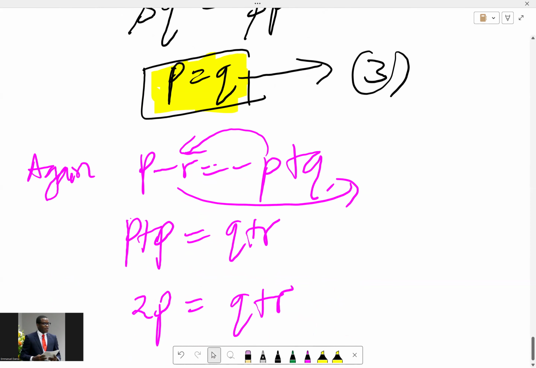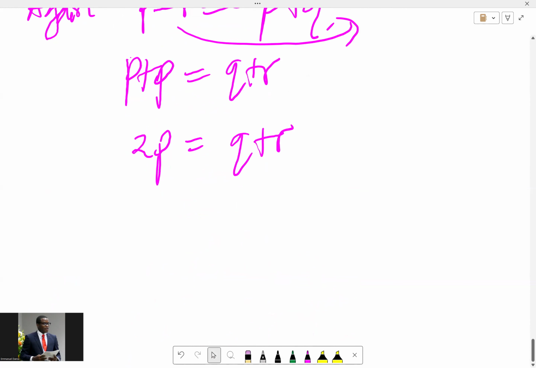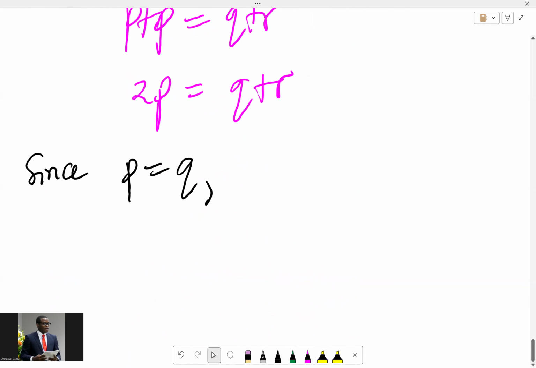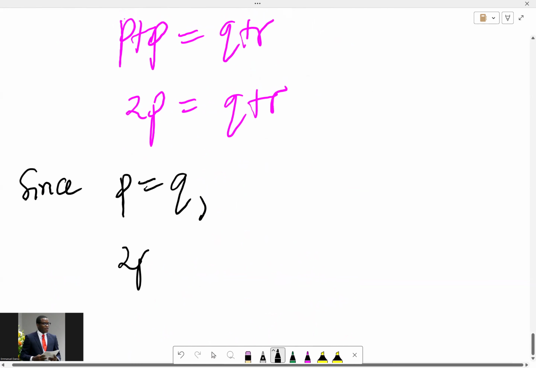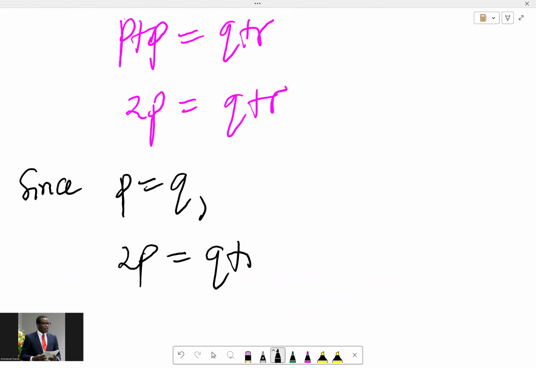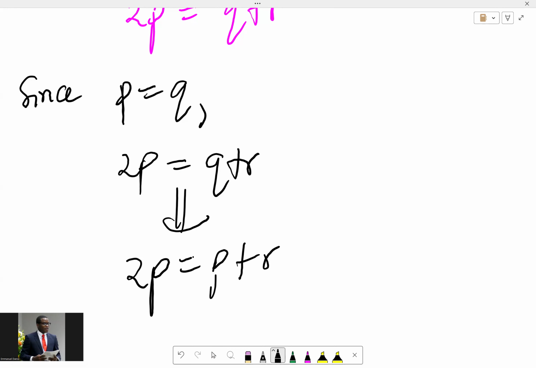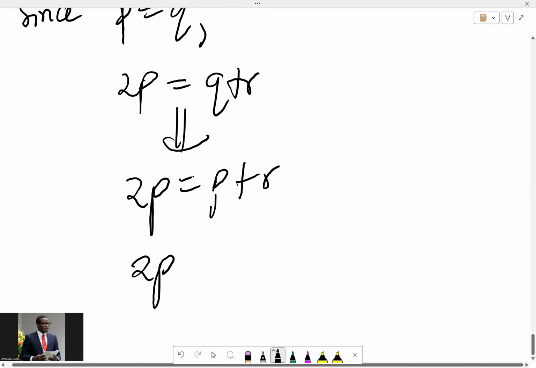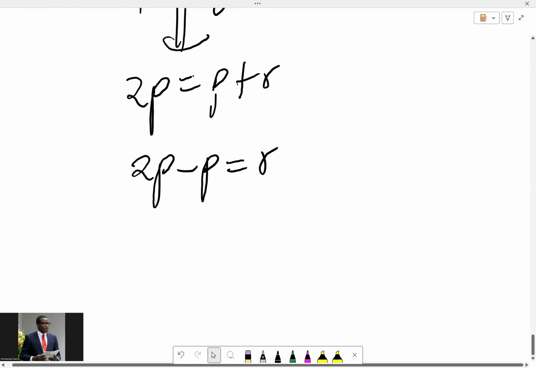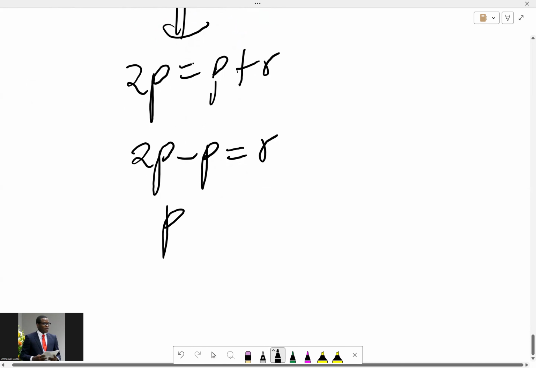So we can now say, since P is equal to Q, that 2P equals Q plus R simply implies that 2P is equal to... see, P is Q, so it means Q can now be P, and this is equal to R. So we have 2P minus P equals R. So that means that 2P minus P is equal to R.